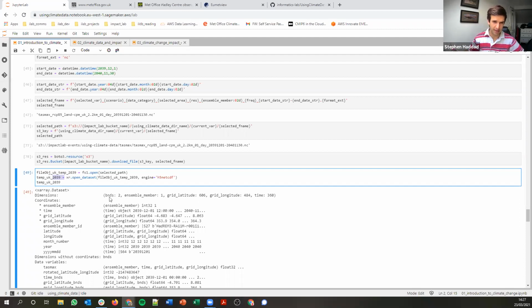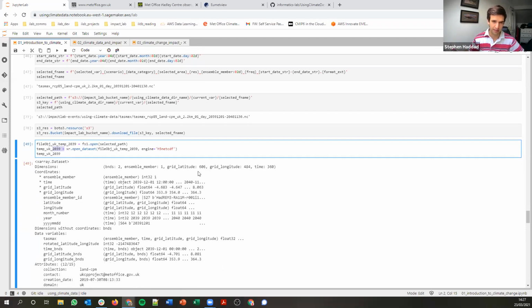You can see I've got 600 by 400 by 500 points for each time step, and I've got 360 time steps, because in climate data we make things easier for ourselves by pretending that the year has 360 days in it, which doesn't actually make any difference to long-term climate averages. But yeah.